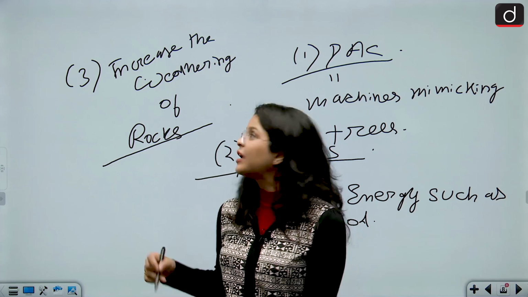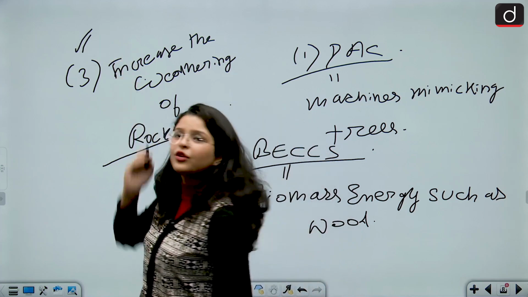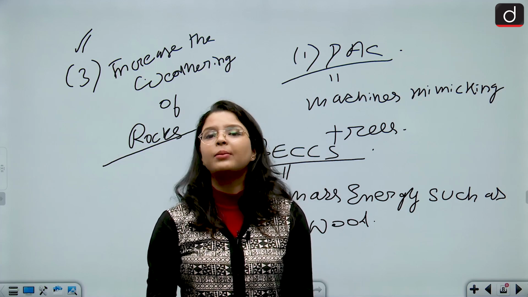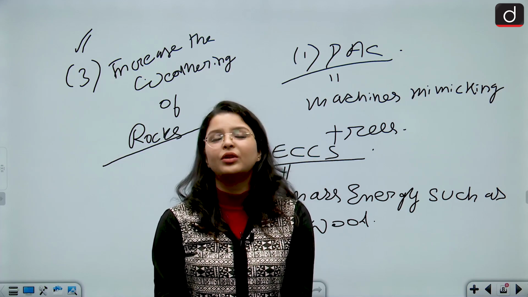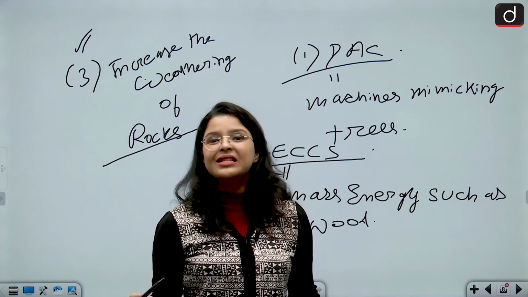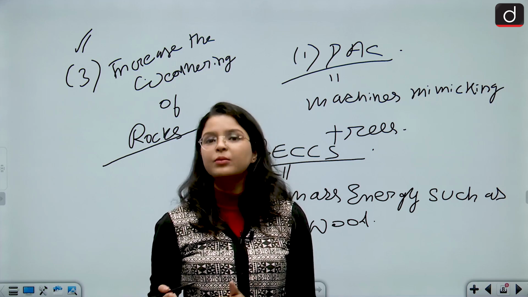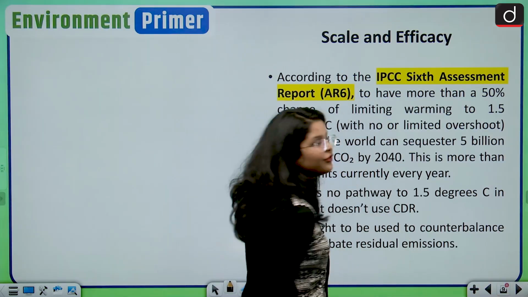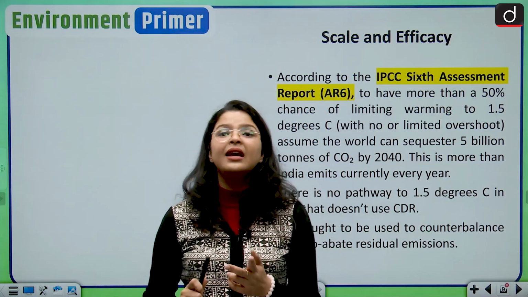So we are also trying to increase the weathering process of rocks by chemical means, so as to have an action on the carbon dioxide and so as to remove it. So these were some of the techniques that are used for carbon dioxide removal. Okay. Now let us discuss the scale and efficacy of this technique, that is CCS and CCU.